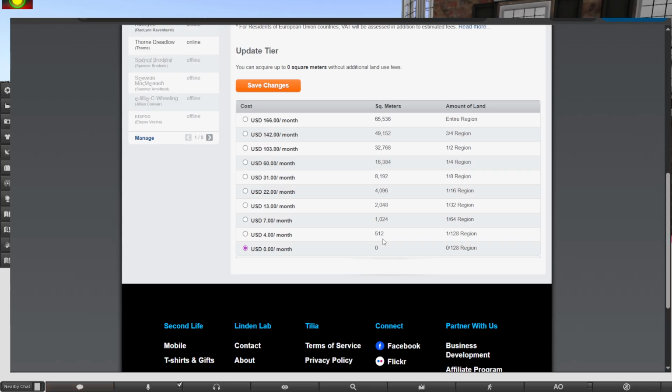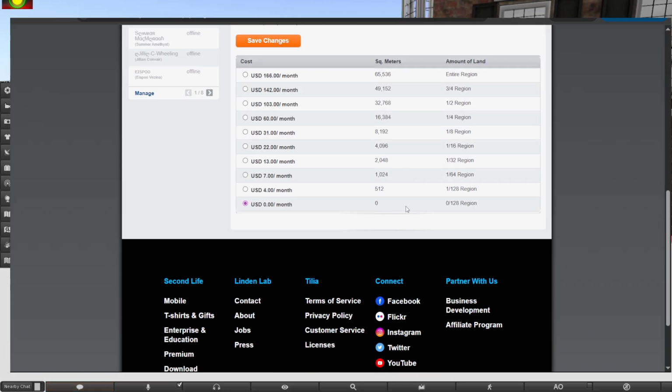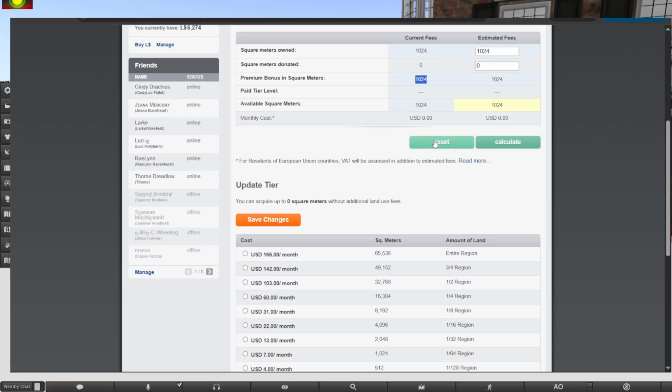So it doesn't matter if I have 200 extra, 300 extra, 500 extra, I'm still going to fall within the $4 a month range for tier every month that I pay to Linden Lab to use that land. If I have 600 extra past my 1,024 that I get for free, they're going to charge me $7 a month because I've gone over the 512 and now I'm in this bracket. So now I pay $7 a month if I went 600 over and had 1,624 instead. And that would show up as $7 a month billable to me.